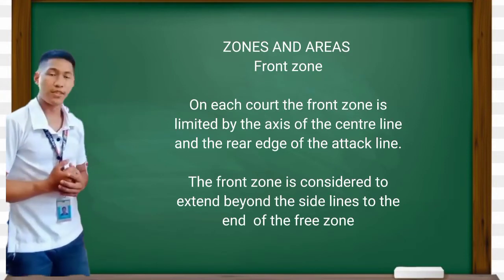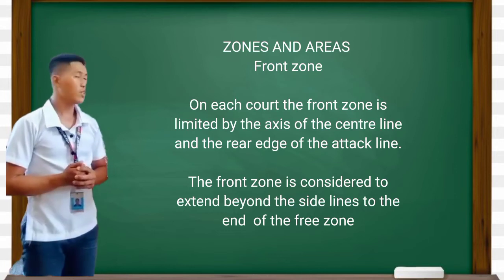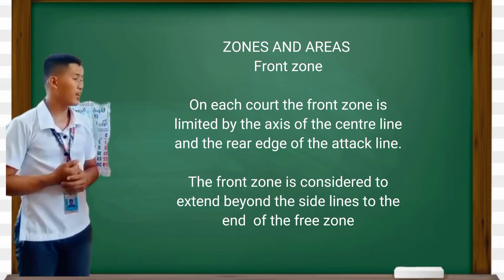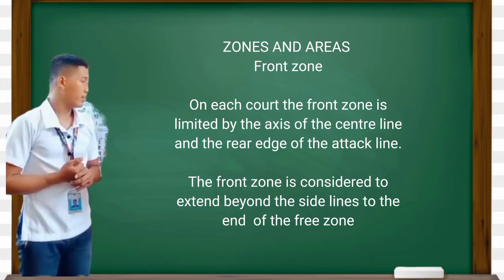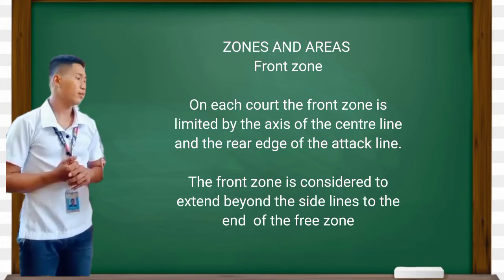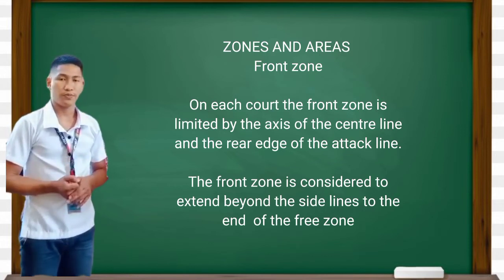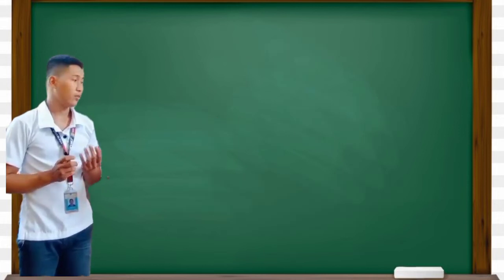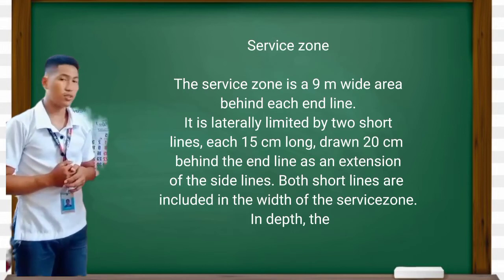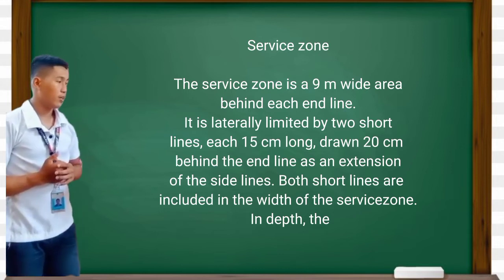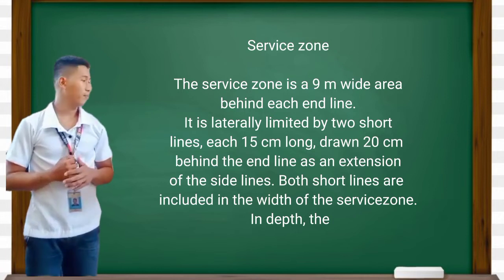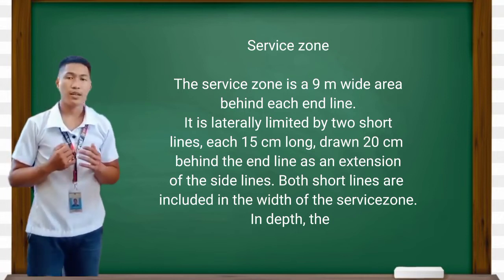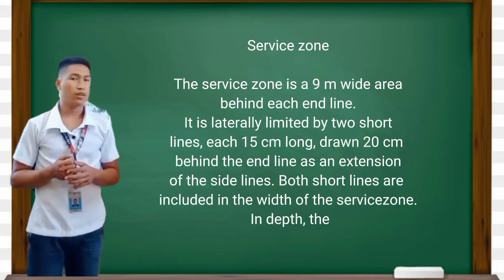First is the front zone. The front zone is limited by the axis of the center line and the rear edge of the attack line. The front zone is considered to extend beyond the sidelines to the end of the free zone. So that is the front zone. Next is the service zone. It's a 9 meter wide area behind each end line. In depth, the service zone extends to the end of the free zone.